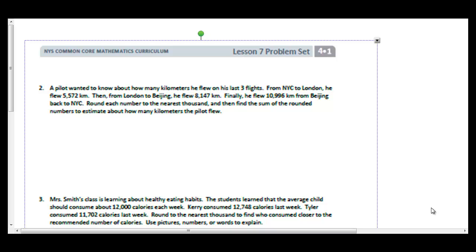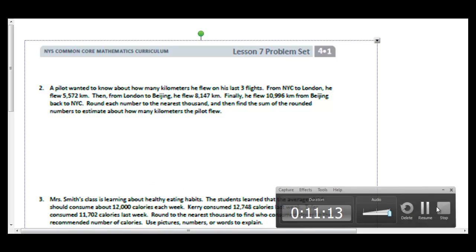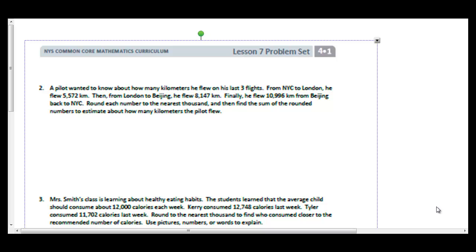Flew 8,000. Finally, he flew 10,966 kilometers from Beijing back to New York City. Round each number to the nearest thousand, and then find the sum of the rounded numbers to estimate about how many kilometers the pilot flew. So, here you could go ahead and draw your vertical number line if you need it.